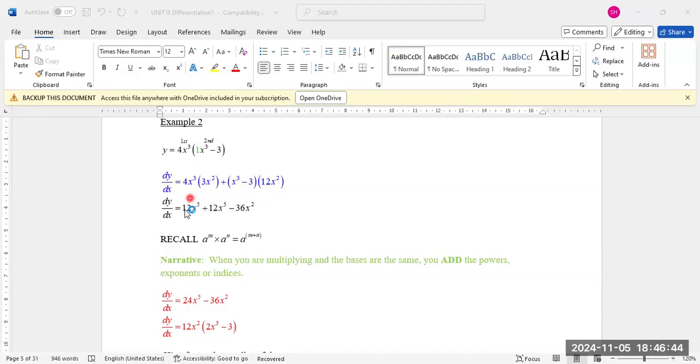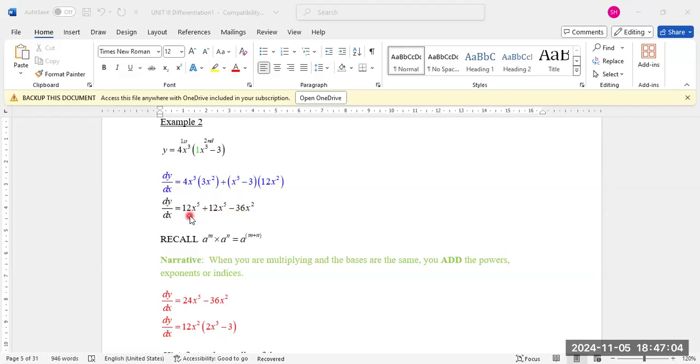But sir, can we do the question and get to the same answer? Of course. Next, -3 times 12x squared. Not x cubed, because I used that one to multiply already, so I have to move to the next one. -3 times 12x squared is -36x squared.